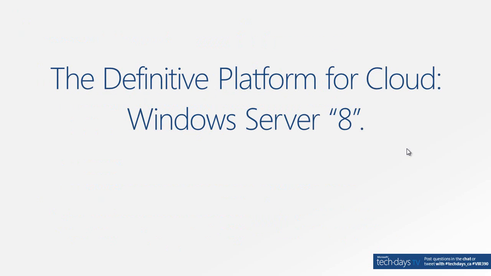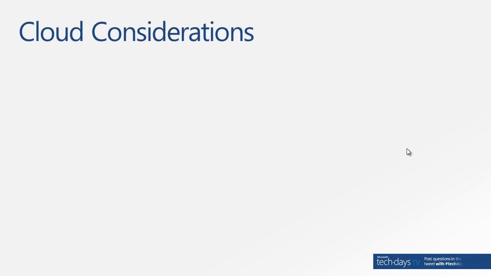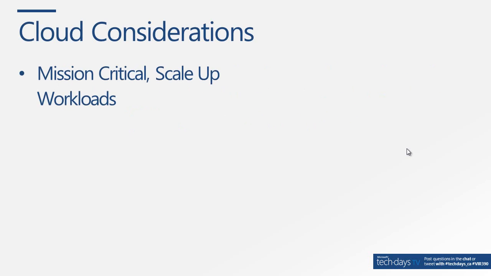Okay, so when we talk about Windows Server 8 as the definitive platform for cloud, what are we actually talking about there? When you're looking at cloud considerations and implementing a private cloud infrastructure in your organization, what customers have told us is they want to be able to virtualize any single kind of workload out there. So mission critical, scale up workloads, being able to take those large workloads and do that. And that means that you're looking at a number of different things.